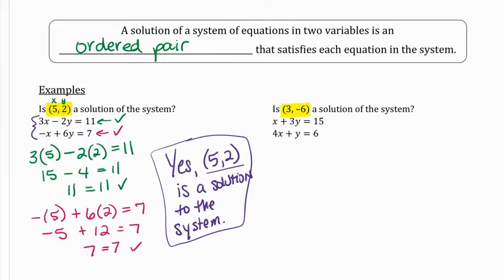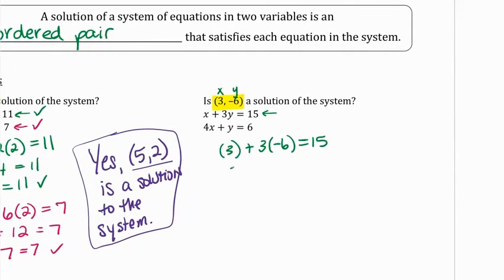We've got an ordered pair. We're going to plug into each equation. So our first one is x plus 3y equals 15. Here's my x and my y. So I'll plug in 3 for x plus 3 times negative 6 for y equals 15. And then if we go through that, that's 3. 3 times negative 6 would make a negative 18.